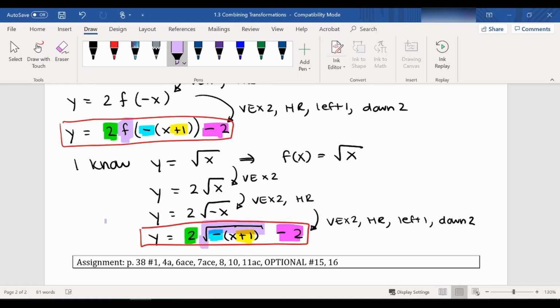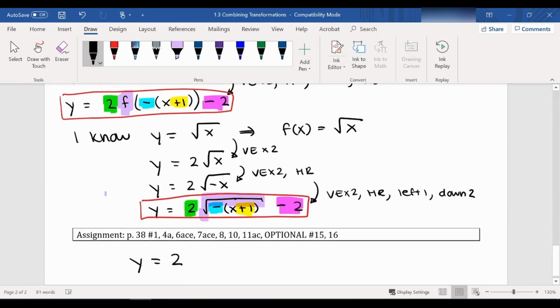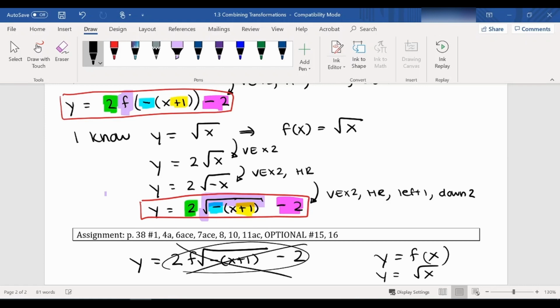Okay. You should not be using both. A common mistake that I see is people will give me this as an answer on a test. They'll say y equals 2 f of root negative x plus 1 minus 2. We don't write this as y equals f of root x, right? We either write it as y equals f of x or y equals root x. It's one or the other. So we shouldn't all of a sudden, now that we're doing transformations, just magically include an f and a root. This is no good, okay? Pick one or the other. Either write it as f of x with those transformations or write it as root x with those transformations.